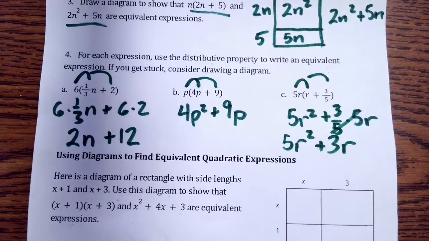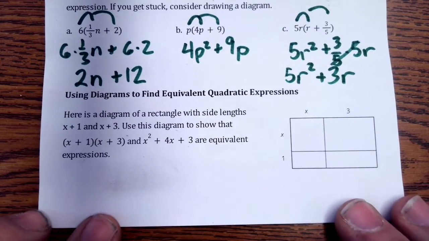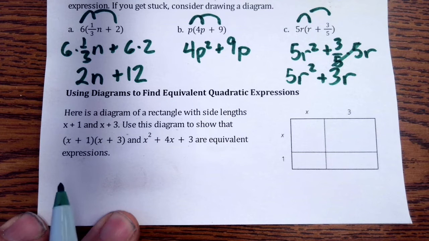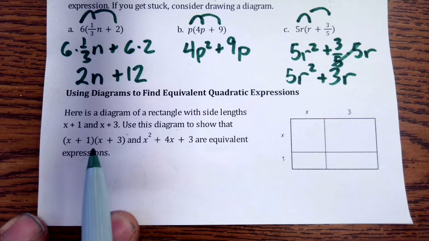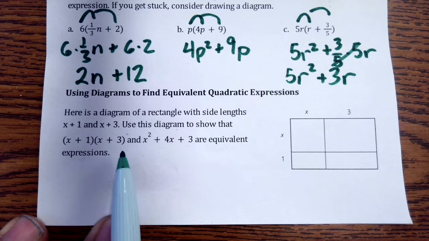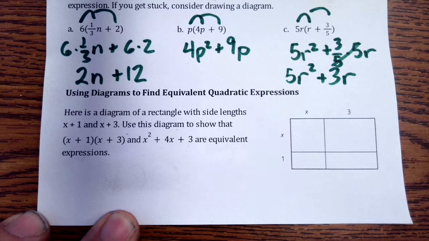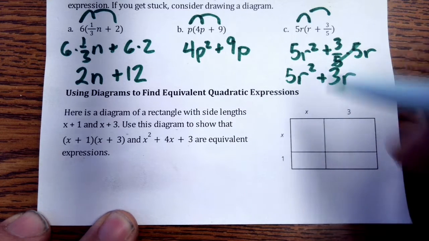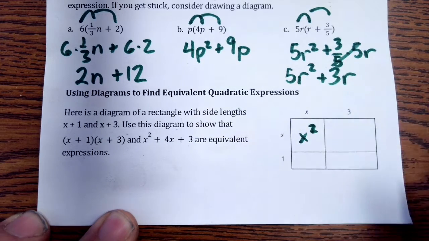Alright. Using diagrams to find equivalent quadratic expressions. Here is a diagram of a rectangle with side lengths x plus 1 and x plus 3. Use this diagram to show that (x plus 1) times (x plus 3) and x squared plus 4x plus 3 are equivalent expressions. So if we go in here, x times x for this rectangle gets us x squared.